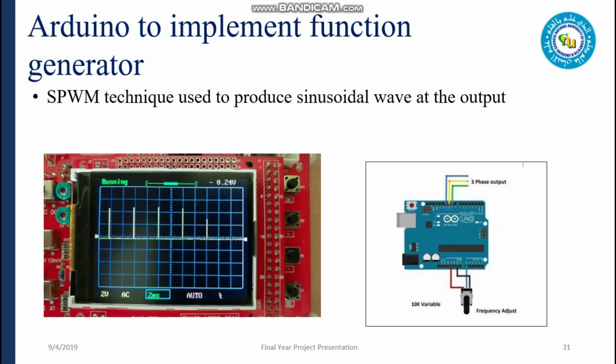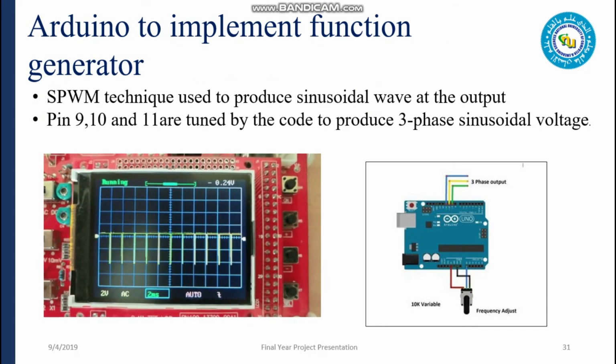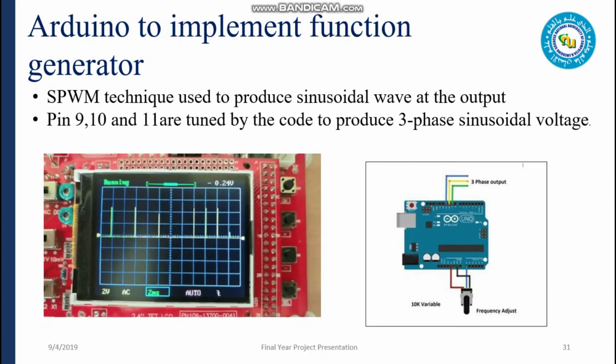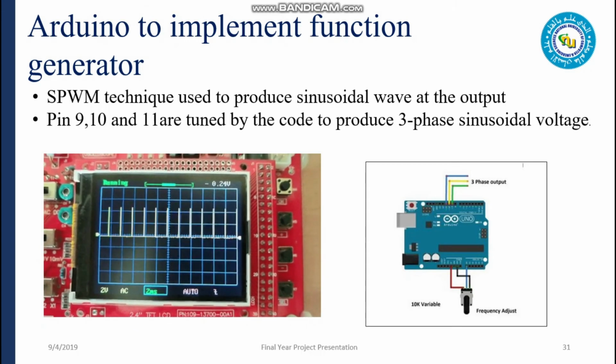So after some research I came to the point that Arduino can be used to produce a three-phase signal by using sine pulse width modulation. So I coded the Arduino, and you can see at the left this moving picture basically shows the output of sine pulse width modulation at ports 9, 10 and 11. On the right side, this is the simulation diagram of my Arduino, and the potential divider is connected in such a way that by varying it you can vary the magnitude of the output waves from the Arduino.